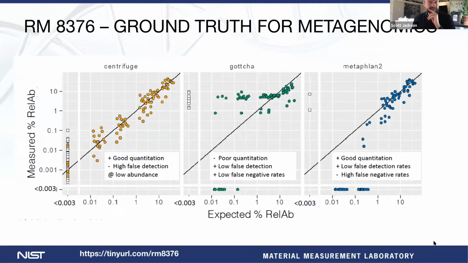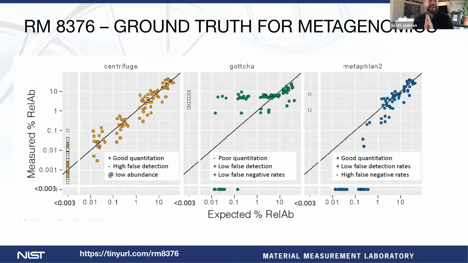This RM8376 that I mentioned, it's mixed pathogen DNA. Yes, we make the material, we make it publicly available, and that's fine and dandy, but more interesting on our side is using the material and assessing its capabilities. So this slide, I just want to show you an example. Using our own RM8376, we made a lot of complex mixtures of these genomic DNAs.